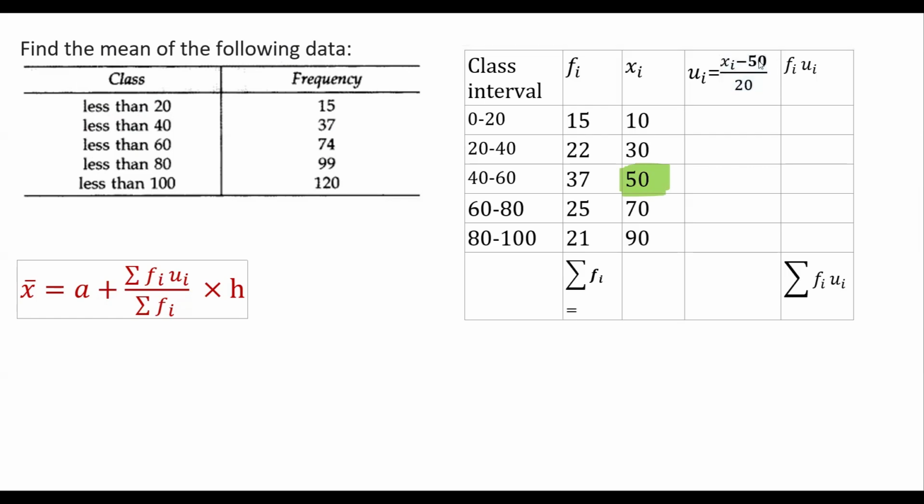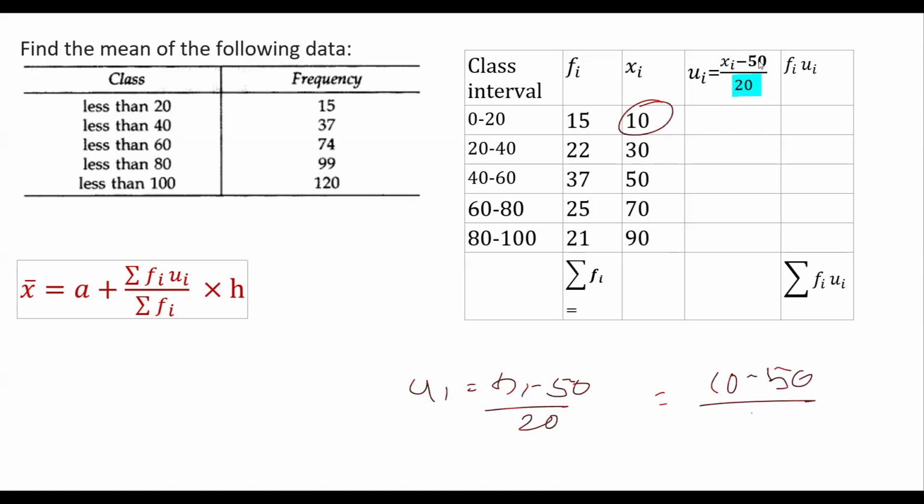So we are going to obtain ui, and how are we going to obtain ui? ui is xi minus a over h. So that is 10 minus 50 divided by 20, right? 10 minus 50 is 40, minus 40 divided by 20. Let me show you what I am saying here. ui is xi minus a over h. So xi is 10, so 10 minus 50 over 20.